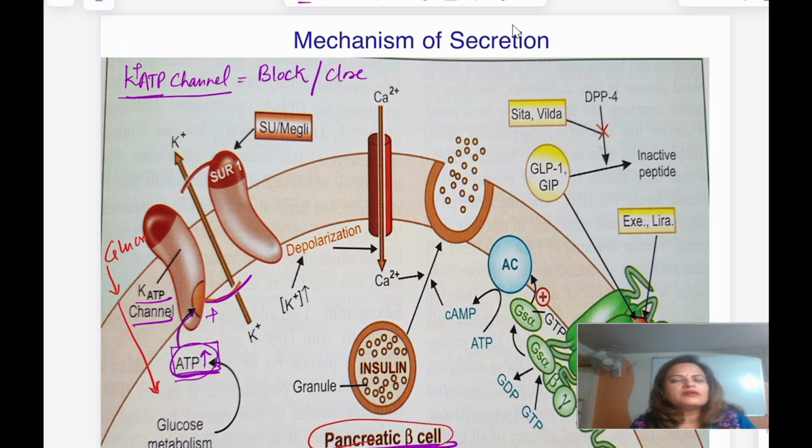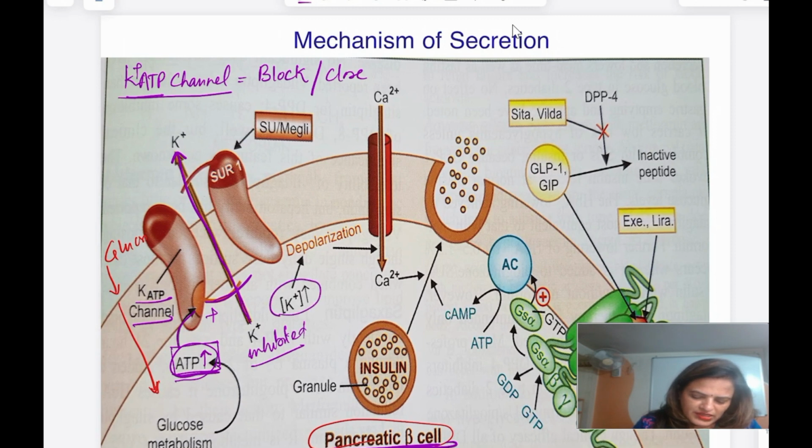Now potassium is an intracellular ion. Its tendency is that inside, potassium is more. If this channel is open, there is outward movement of potassium. But now the channel is closed. Now what will happen? This outward movement is also inhibited. Now where will potassium be? Potassium will remain inside. You can see an increase in the potassium level, and this is going to cause the depolarization of this beta cell.